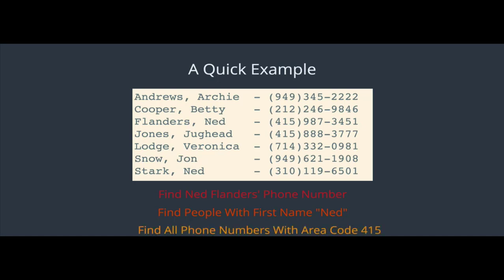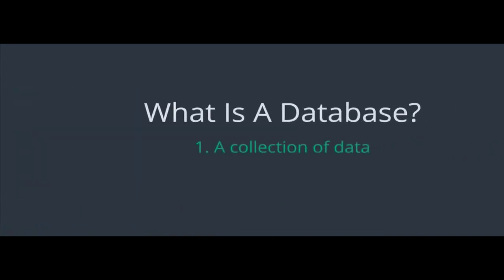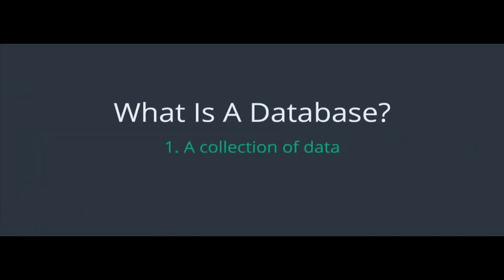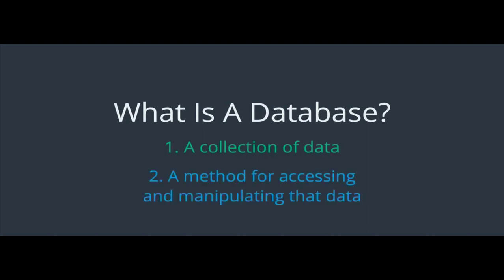There are a couple of other questions that are similarly difficult. The point here is that asking for all the phone numbers with a particular area code, or to find all people who have a three-letter first name, is not easy, and it would take a ton of time. So that brings us to the next component of the definition of what makes something a database. In my opinion, it's not just a collection of data, it also contains a method for accessing and manipulating that data.